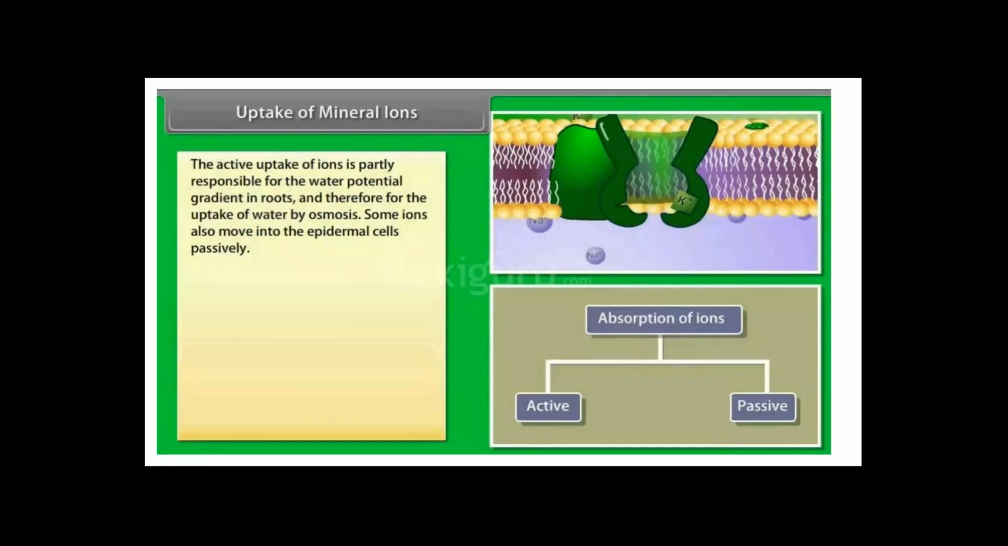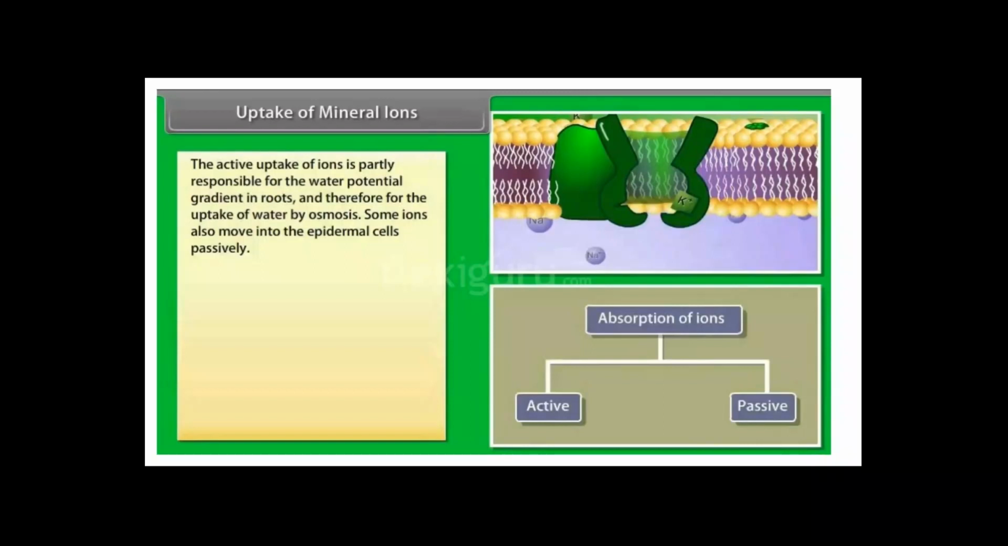So uptake of mineral ions then, and this occurs by active transport. So in order to absorb ions, the roots need a supply of energy, and therefore if they were supplied with a respiratory poison, such as potassium cyanide, absorption would stop.